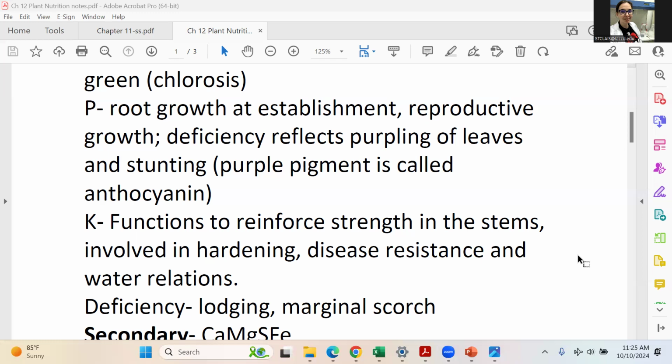And with that, phosphorus is also important for energy in the plant because it is part of ATP, or adenosine triphosphate. Adenosine triphosphate is what organisms use for energy. And P then, or phosphorus, is the P in ATP.